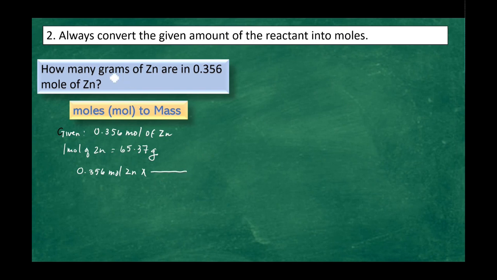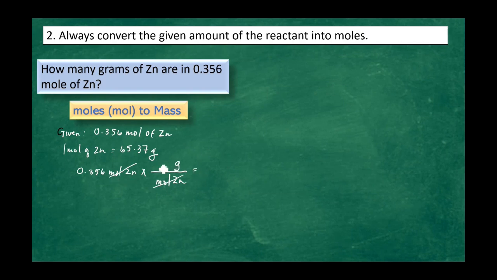remember that we need to find the grams. So therefore, our grams is at the top, in the numerator. So this is the gram and this is where we write the mole. Why is our mole in the denominator? Because we want to cancel it out, and we need to remain with the grams, or what we need to find.